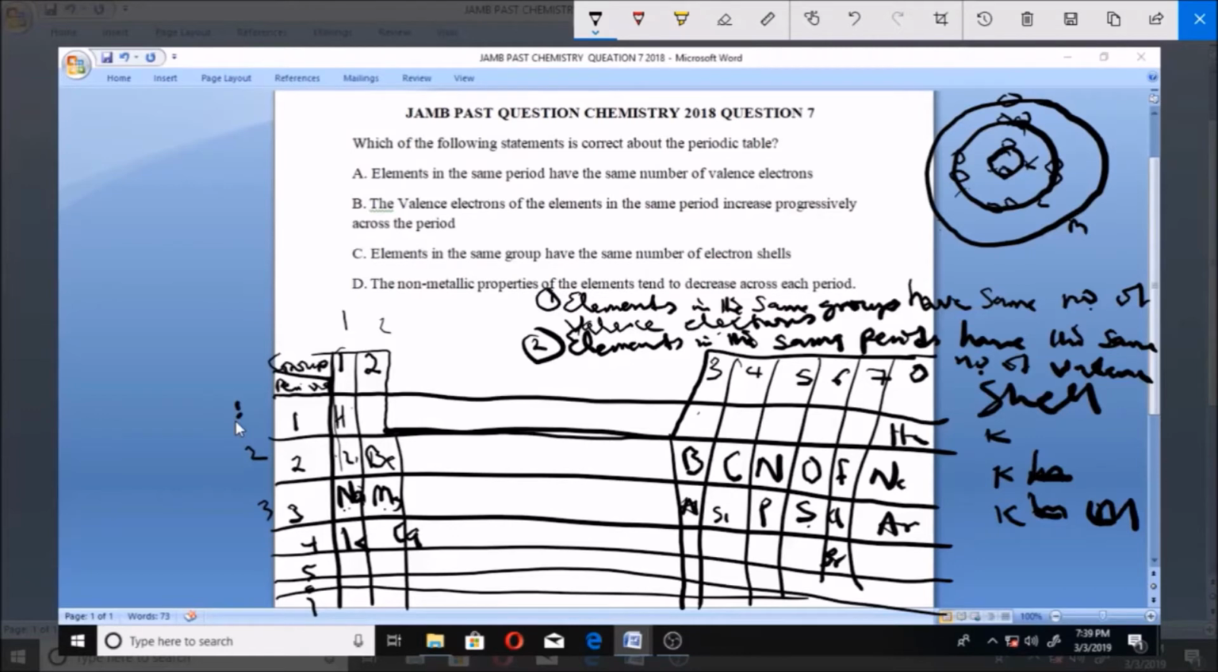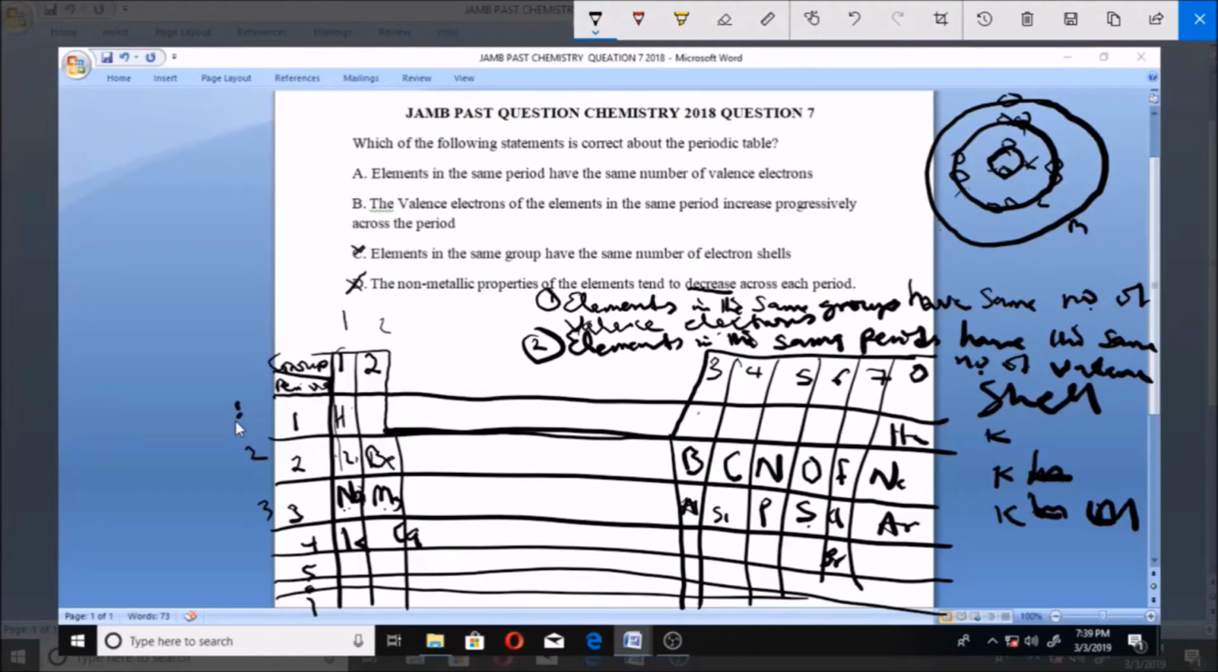Because it tends to increase, but here they said decrease, that makes this option not right, that the non-metallic properties tend to decrease. It's not true, because here you mostly have metals, and on this other side you have non-metals, fluorine and chlorine. Now, elements in the same group have the same number of electron shell. That is not correct, because we say elements in the same period have the same number of valence shell. So this cannot be correct. It's actually period.